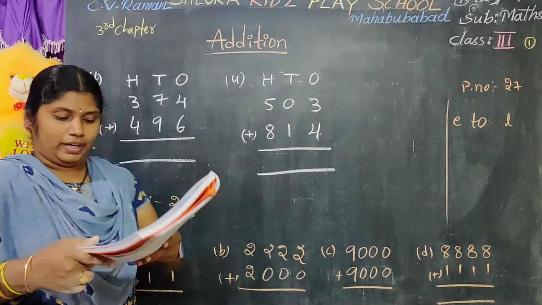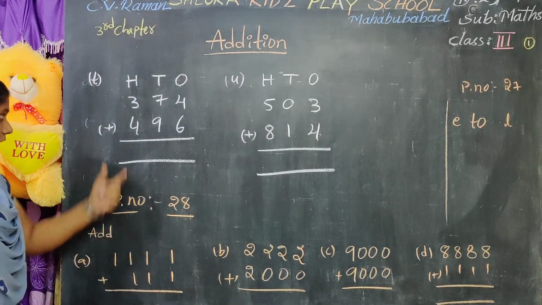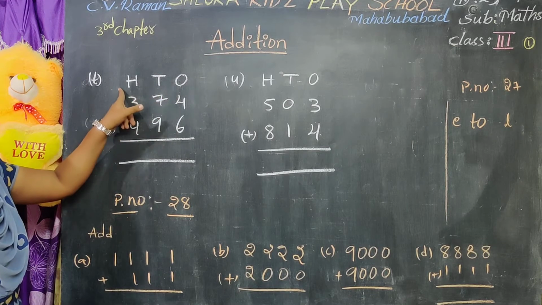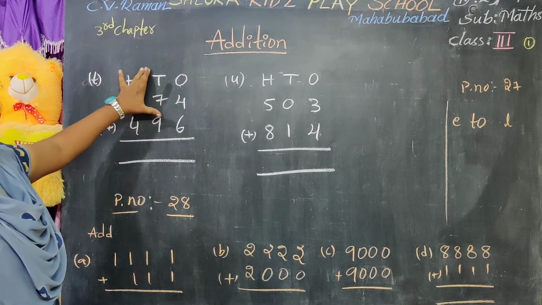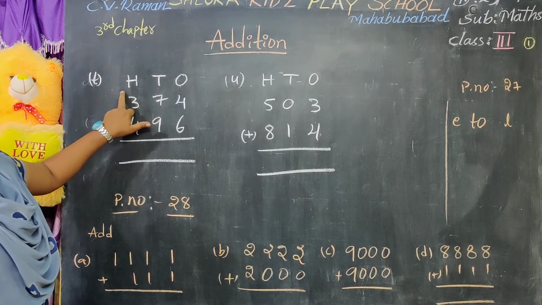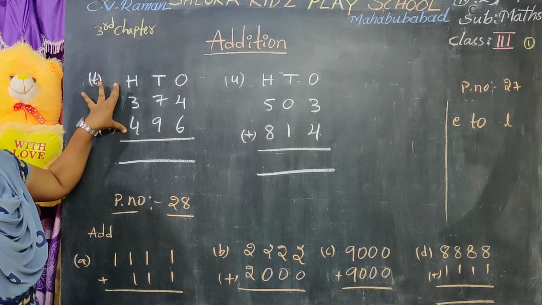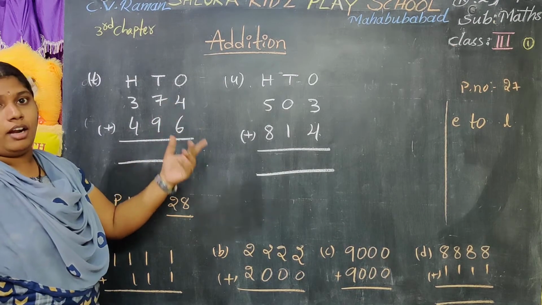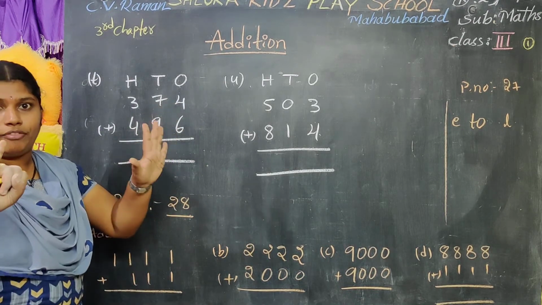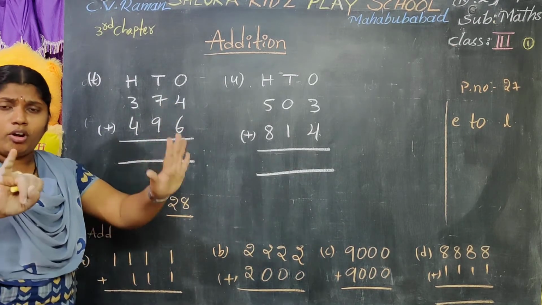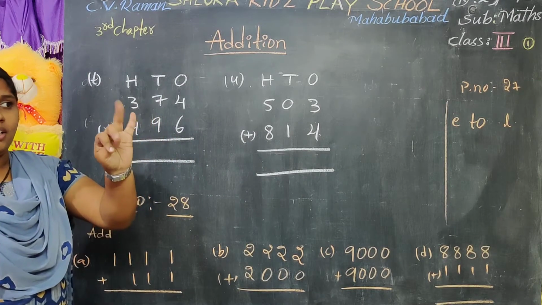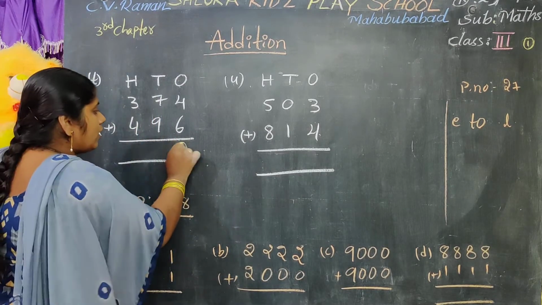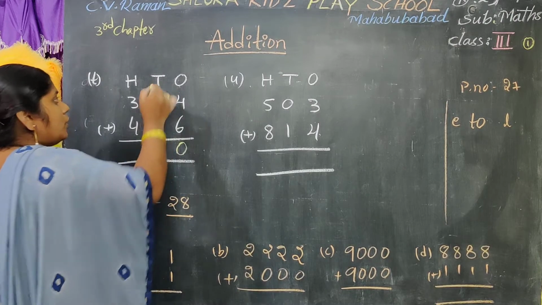So now the T problem. Here up to 100's place is there. 1's, 10's, 100's. In earlier problems, we had only up to 10's place. Now 100's place is joined, that means three digits. Look here, 1's place: 4 plus 6. All are additions only. 5, 6, 7, 8, 9, 10. So 10 is 0 here, 1 going to 10's place.